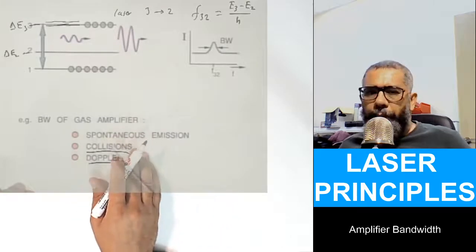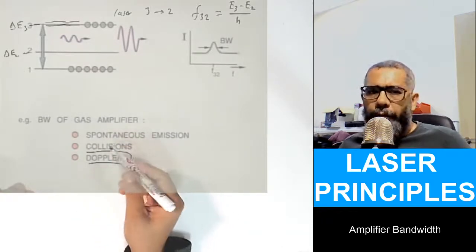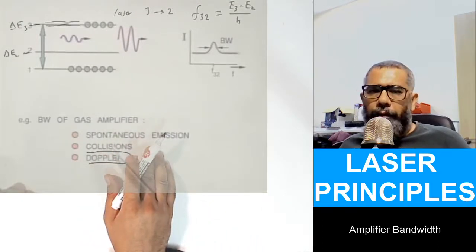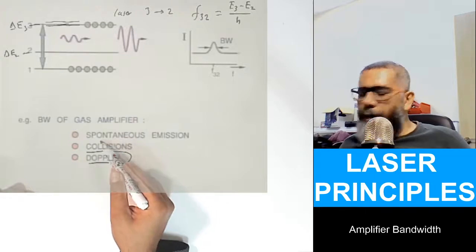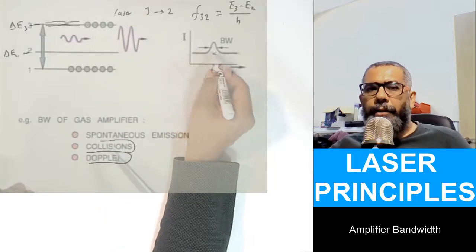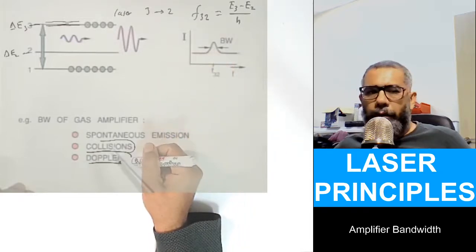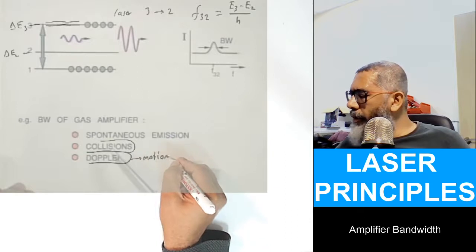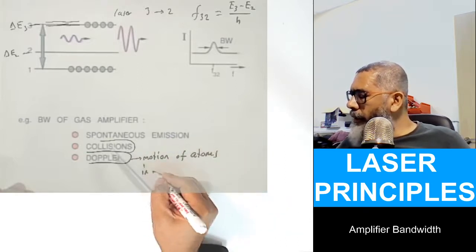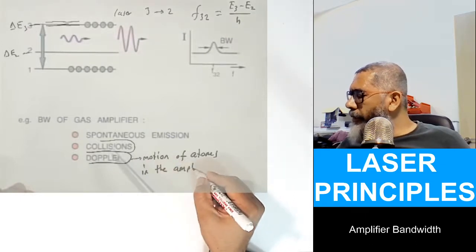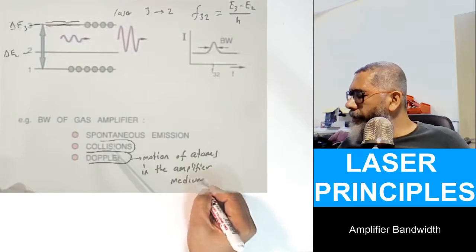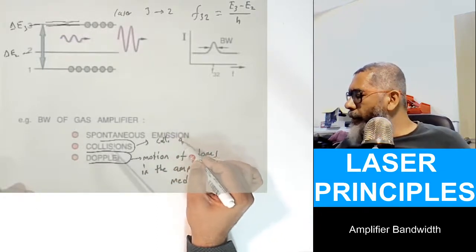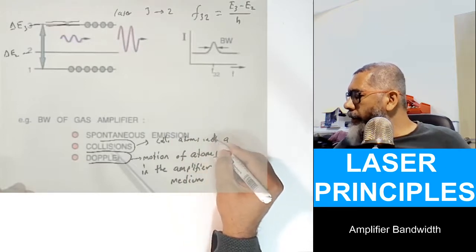is that, particularly if you have an active medium, or the amplifier medium consists of a gas of atoms, these atoms may collide with each other, or with the container, etc. And these collisions will further make the bandwidth wider. One cause comes from the Doppler shift, which is because of the motion of atoms in the amplifier medium, and collisions, as the name suggests, are because of the collisions of atoms in the amplifier medium.